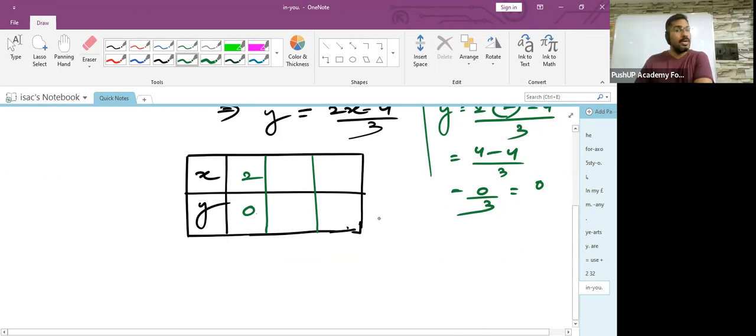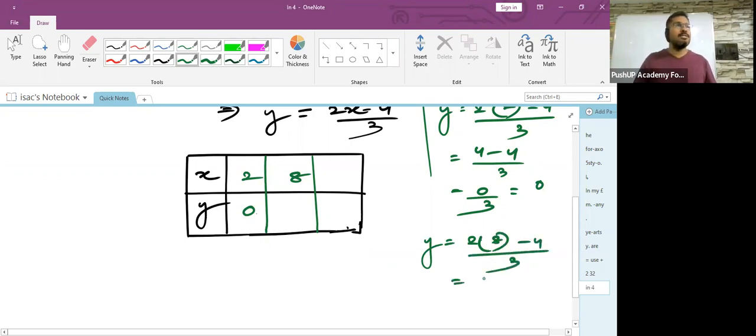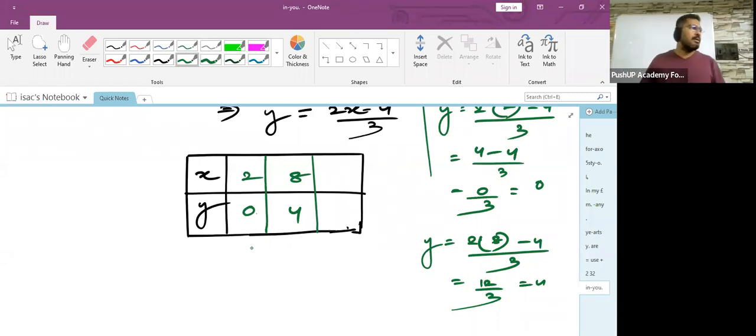If I take x is equal to 8, then y will be (2 into 8 minus 4) divided by 3. So 2 into 8 is what? 16. 16 minus 4 is what? 12. And 12 by 3 is what? It's 4. Yeah, you're getting a very easy number for y, isn't it? Shall I take the next number as 8 plus 6, 14?